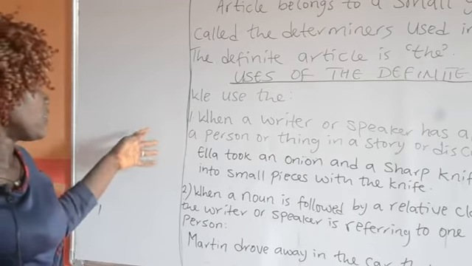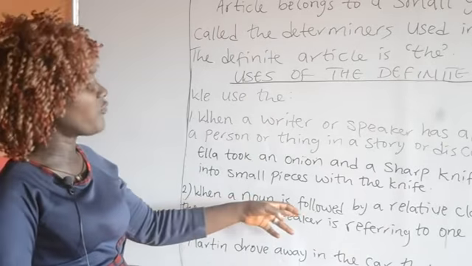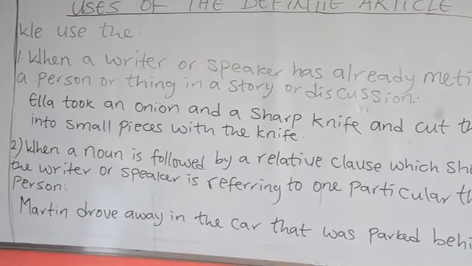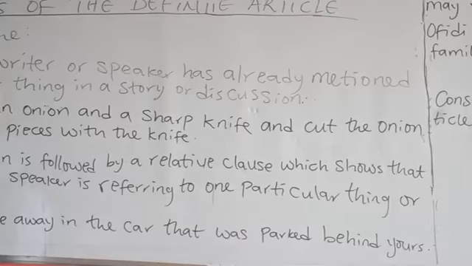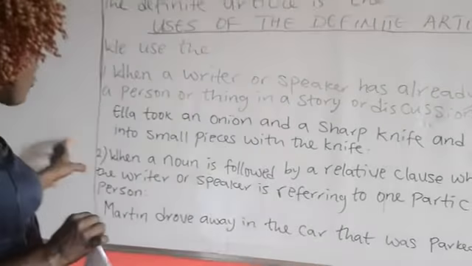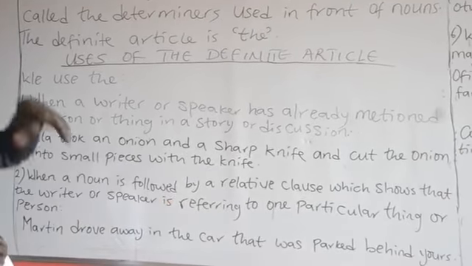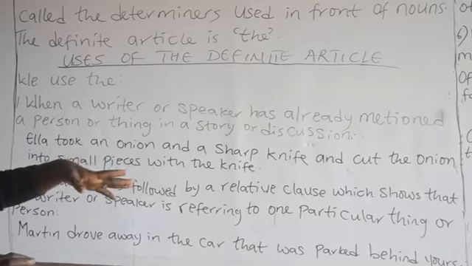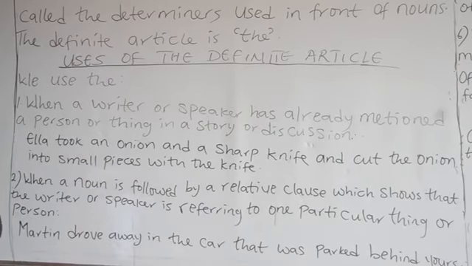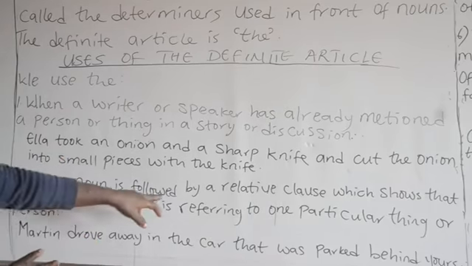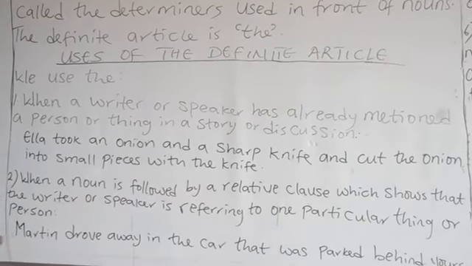Another use of the definite article is when a noun is followed by a relative clause, which shows that the writer is referring to one thing in particular. For example, Martin drove away in the car that was parked behind yours. The car that was parked behind yours is just one. So the definite article is used to refer to something that is just one. That's when a noun is followed by a relative clause, which shows that the writer or speaker is referring to something that is one.